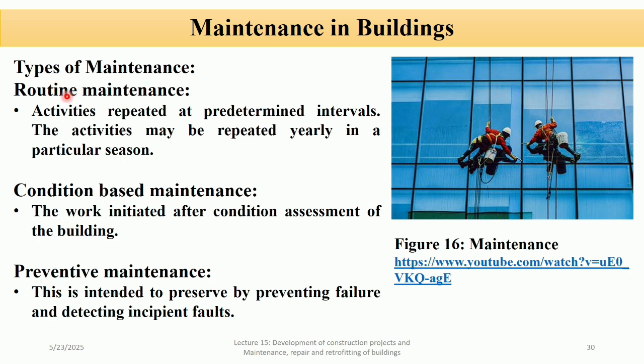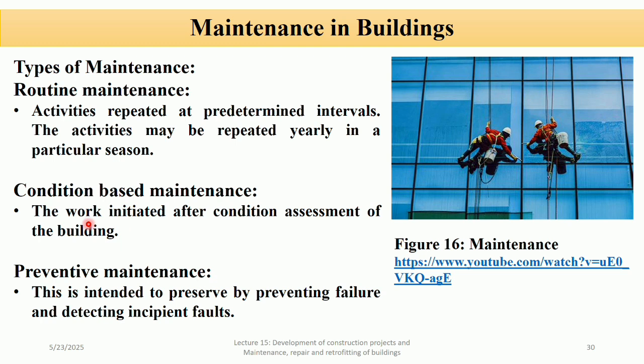So the first one is routine maintenance. So activity repeated at predetermined intervals. The activities may be repeated yearly in a particular season. So the purpose of this maintenance is to keep a system running smoothly, maintain hygiene and aesthetics. For example, involve painting, seasonal cleaning of gutters, regular servicing of HVAC system.